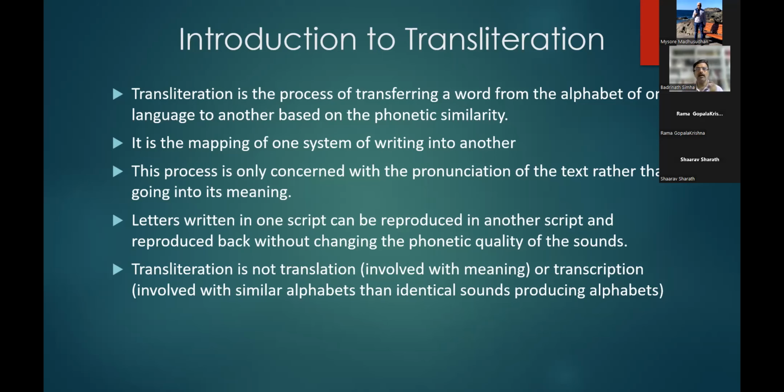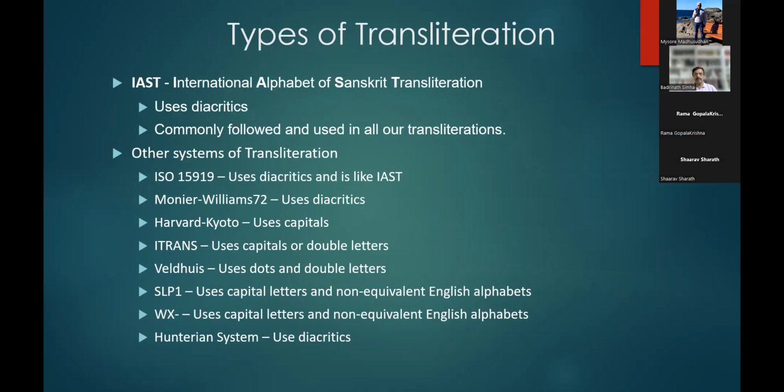So let us look at the different types of transliteration. The one that we are going to cover in today's session is IAST transliteration, that is the International Alphabet of Sanskrit Transliteration. This method has been generated to help Westerners and people who do not know Sanskritam to be able to read Sanskrita shlokas easily. So it is customized for Sanskrita.